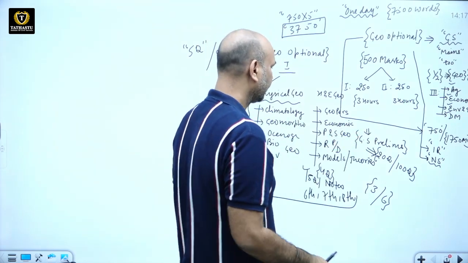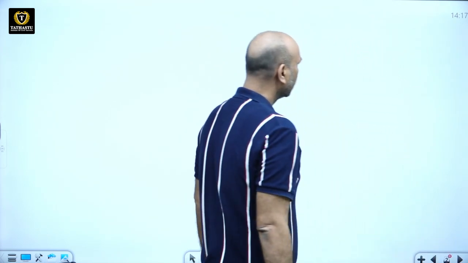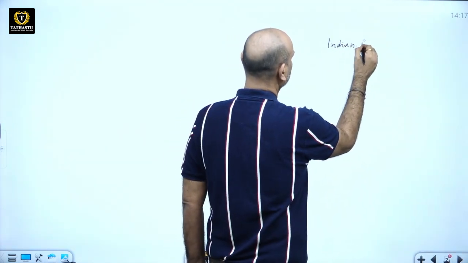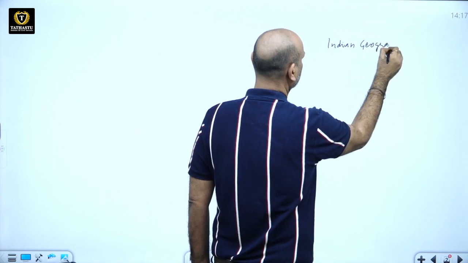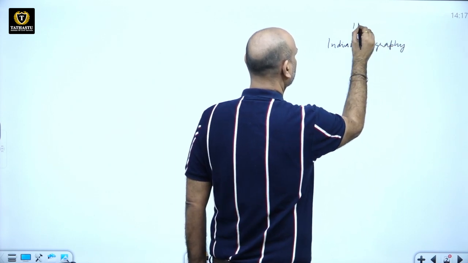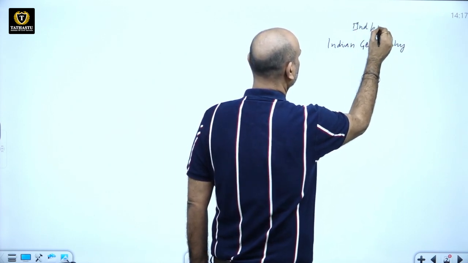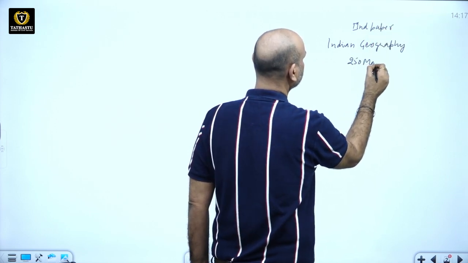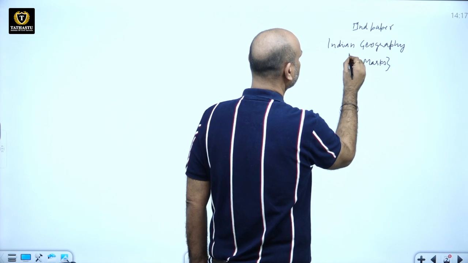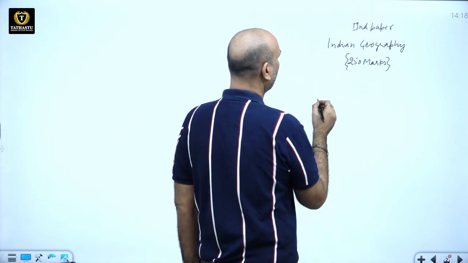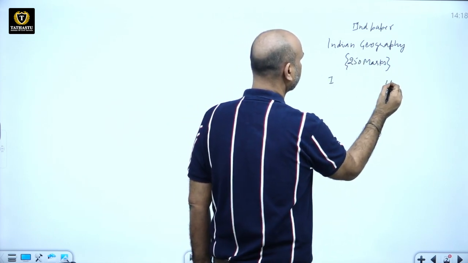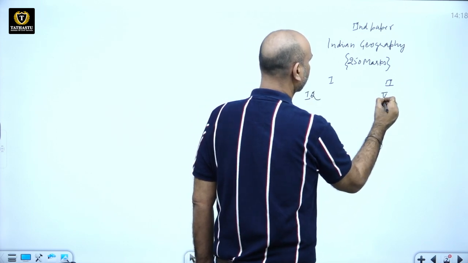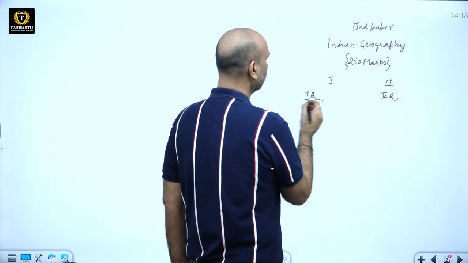Second paper is on Indian geography. It is also of 250 marks, and remember that the second paper also has 2 sections, first and second, in which the first question and the fifth question are compulsory. These are compulsory.